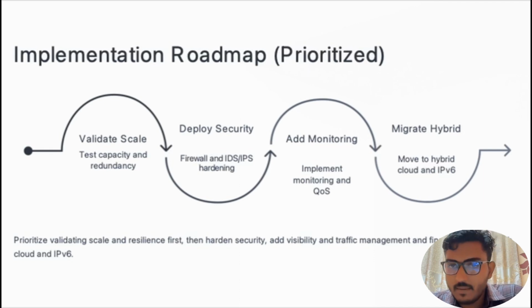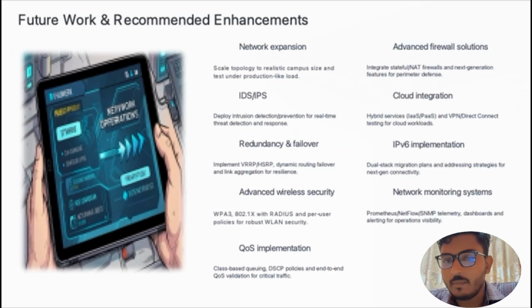Future work. There are many opportunities for future development. This includes expanding the network infrastructure, implementing advanced firewall solutions, developing IDS and IPS systems, integrating cloud-based services, adding redundancy and failover mechanisms, and implementing IPv6. Enhancing wireless security and introducing a monitoring system and quality of service are also possible. These improvements would make the network more secure and reliable and suitable for real-world deployment.